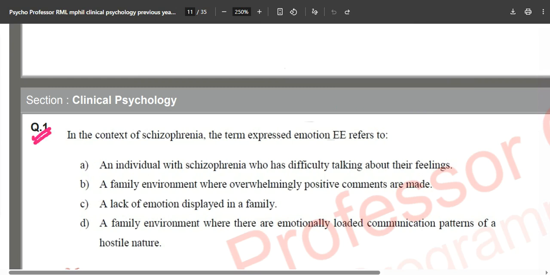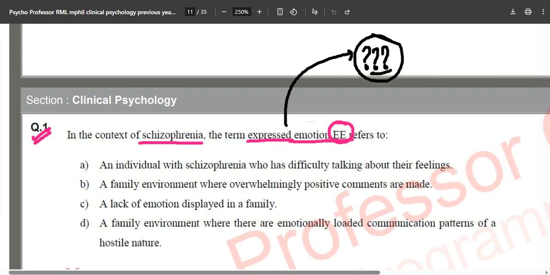In the context of schizophrenia, the term expressed emotion, EE, refers to. Now you might be wondering where this particular question is coming from. If you are watching for the very first time, it's completely okay, but make sure that you watch the previous video. This question is directly coming from the N book. N book stands for Neeraj Ahuja. You will have the links given below. You can order it from there as well.